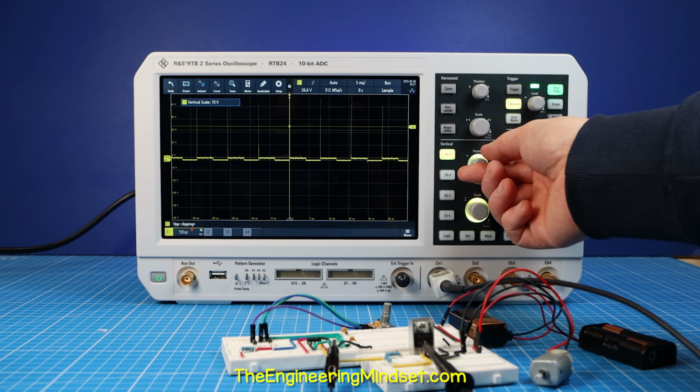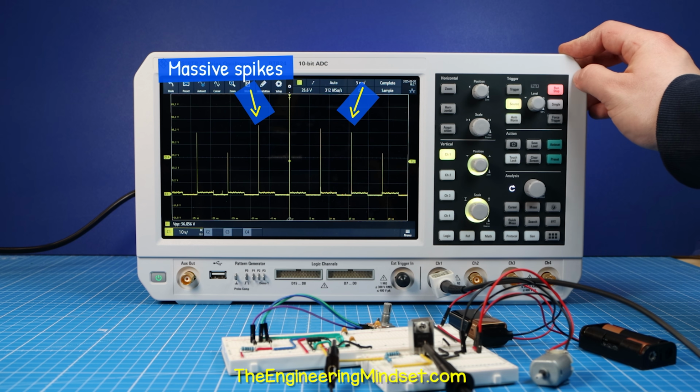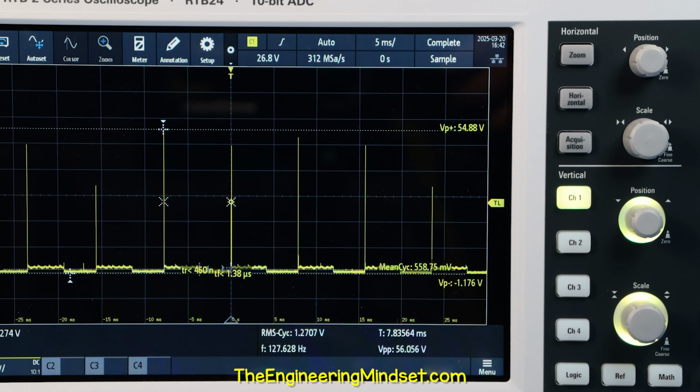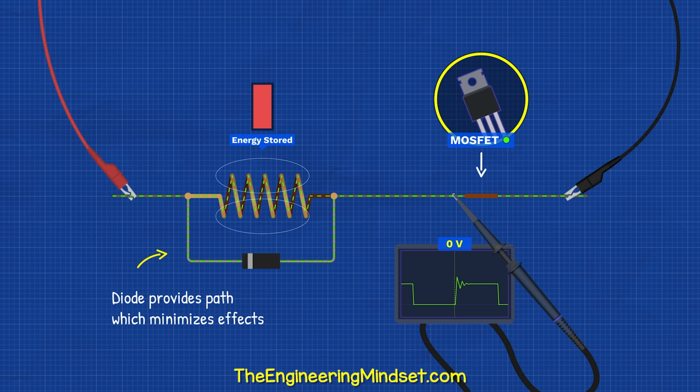If I adjust the scale and position, we can see the spikes are enormous. I'll stop the measurements and then use the quick measure function to see the values of these spikes. This happens because the motor is an inductor which stores energy. The MOSFET keeps turning it on and off, so the stored energy is released suddenly, creating surges. This can be very damaging to electronic components.